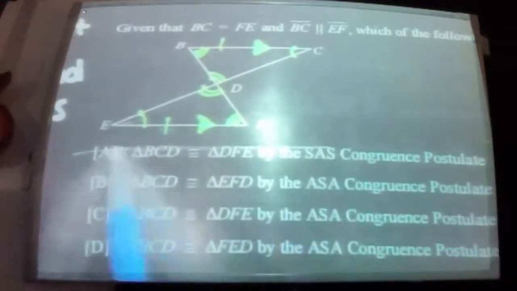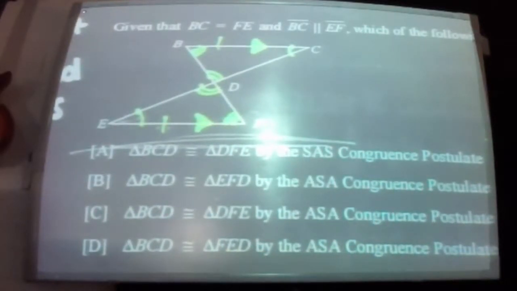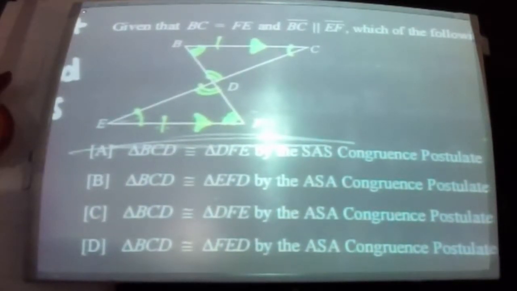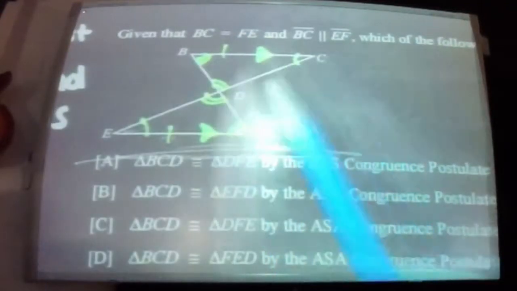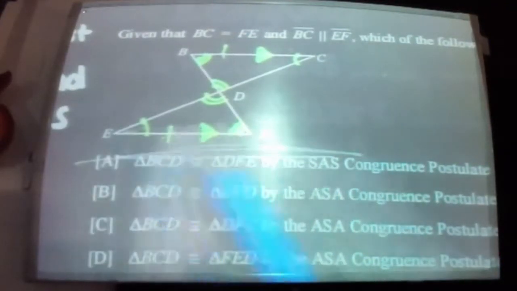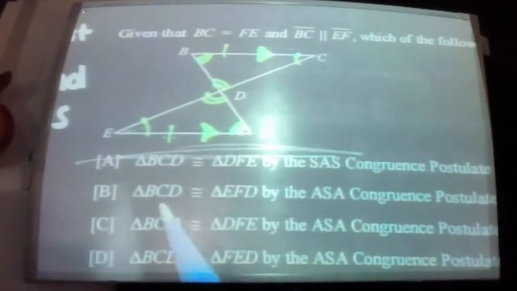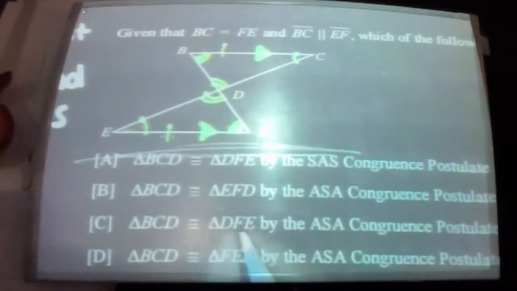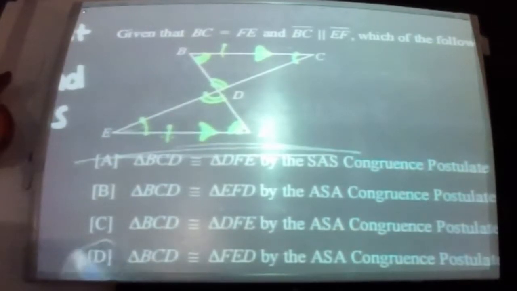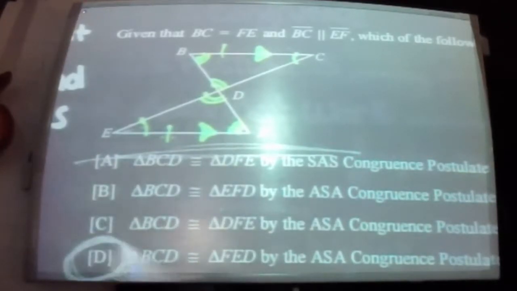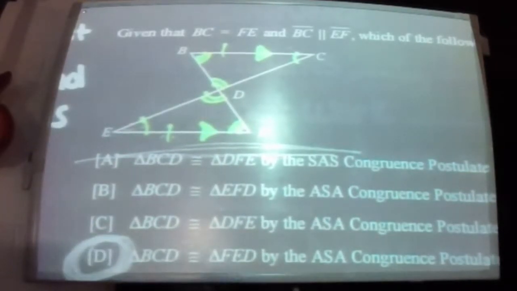Obviously this one's out. All right, if I said BCD, does BCD go with EFD? No, what's wrong with that? B should go with F. Okay, so I got BCD, DFE. Nope, because we want B to go with F. BCD and FED, only one that would work. So we got the right thing, but then you have to make sure you list the angles in the right spots.